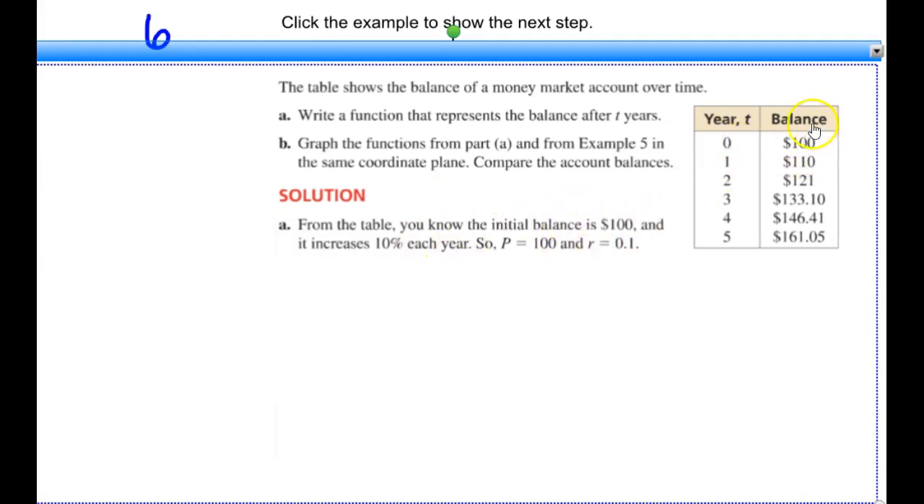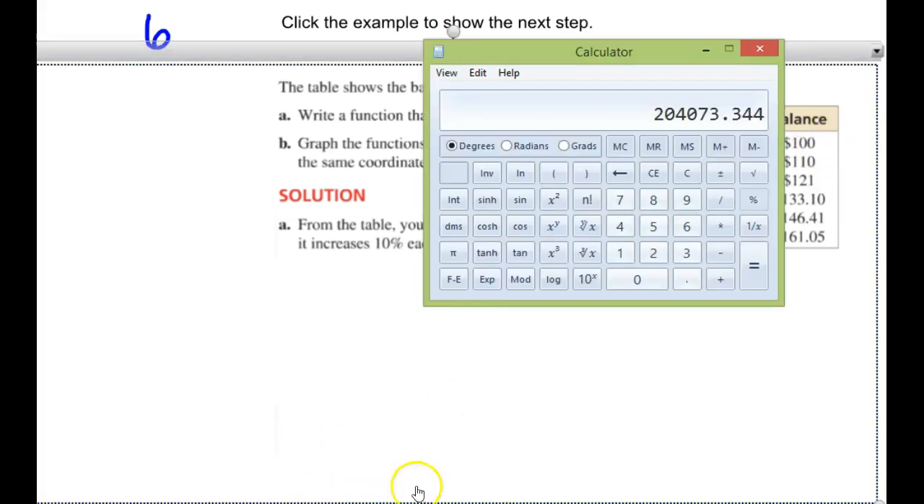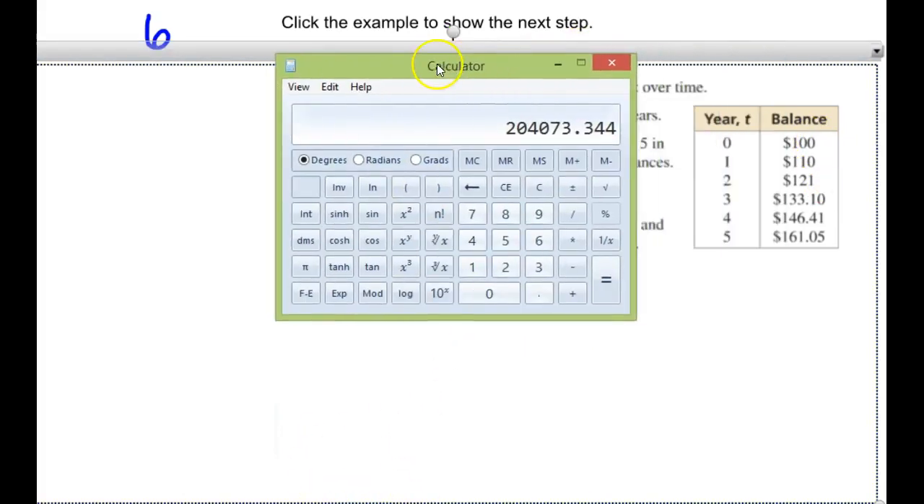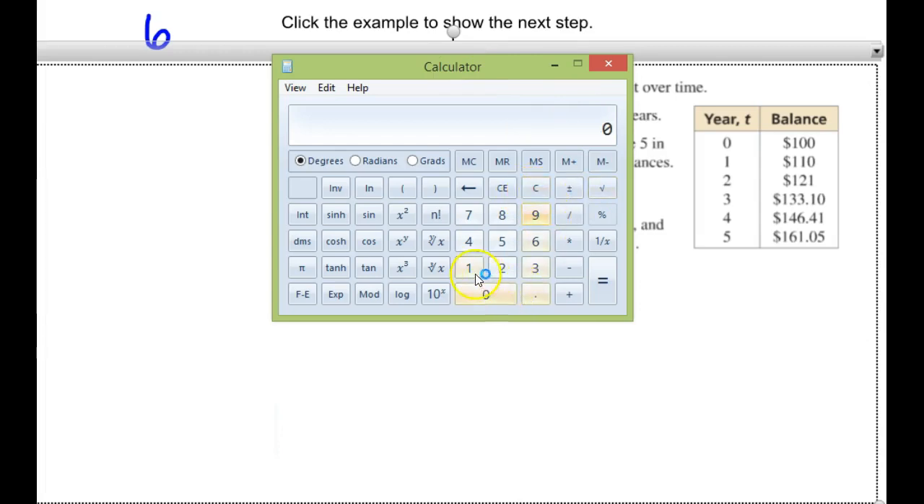So the first thing I have to do is figure out all of my pieces. And I know my initial balance is $100 because I'm told that at year 0, right when I very start, I have $100. And I figure out that it increases 10% every time. And I can do that because I can use my calculator and I'm going to take my 100, my new, so my 110 divided by 100 equals 1.1. So this tells me how much it went up.